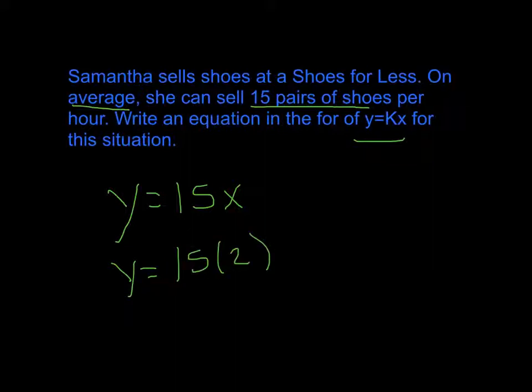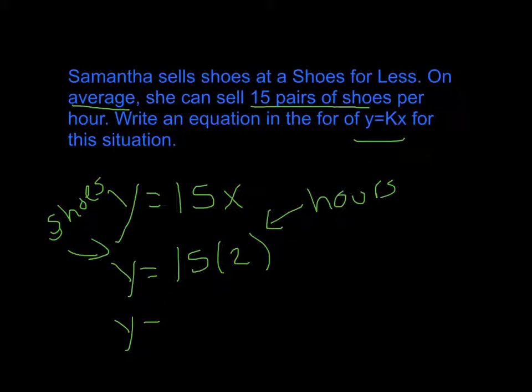Here x is hours, and y is shoes. How many shoes can she sell in 2 hours? Well, I multiply 15 times 2, and y is going to be 30. Voila.